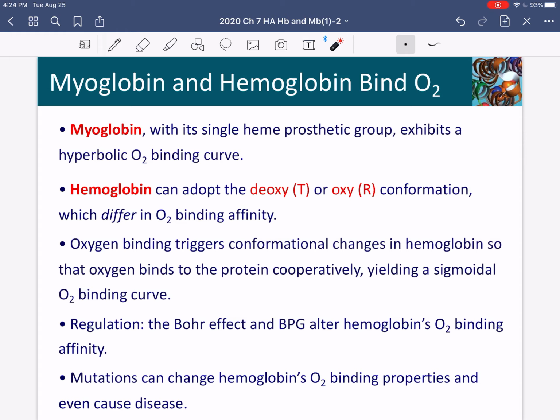And the 2 different conformations have different binding affinities. The T state has a very hard time binding to oxygen, and the R state binds oxygen very easily. So we're going to see how that affects the shape of the binding curve. Here's a hint. It's very different from the myoglobin binding curve.